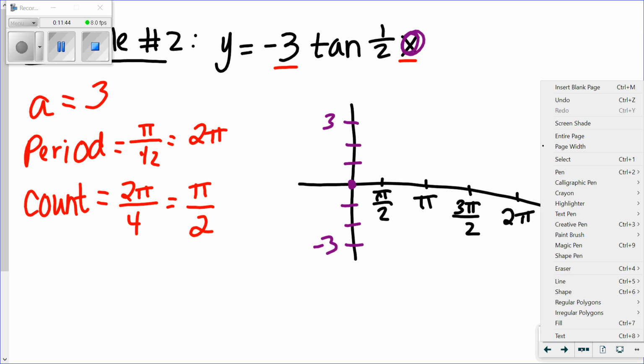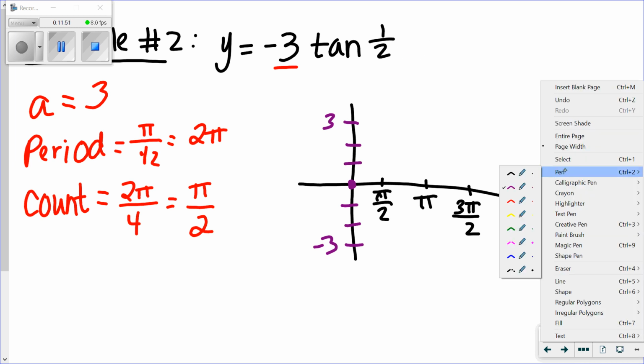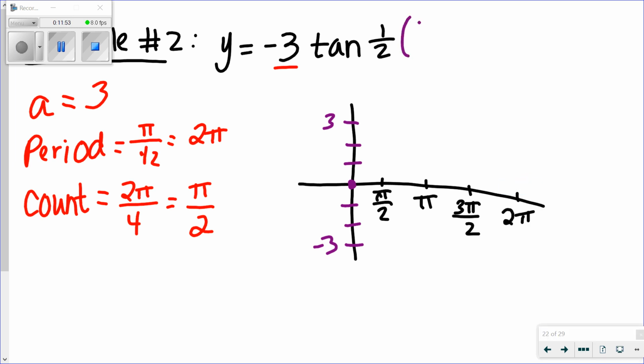If I plug in pi over 2 next, I'm going to take out that 0, and I'm going to plug in pi over 2. That means I'm finding the tangent at pi over 4, which is 1. And 1 times -3 is -3.